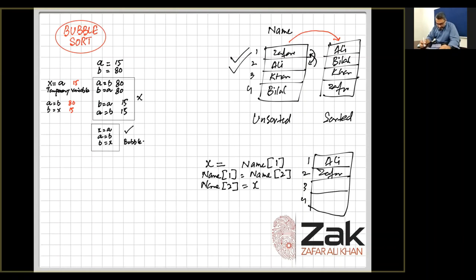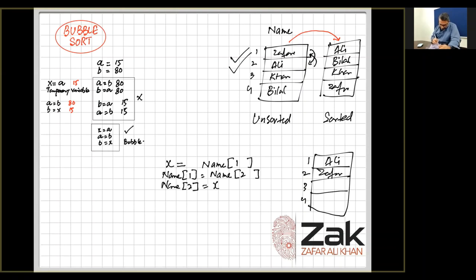Now, as we know that in an array we can use variables as subscripts, so let's make use of that. I will put this whole thing in a loop for I is equal to 1, 2, 3, and I will make this X is equal to name I, name I is equal to name I plus 1, and name I plus 1 is equal to X, and then next I.